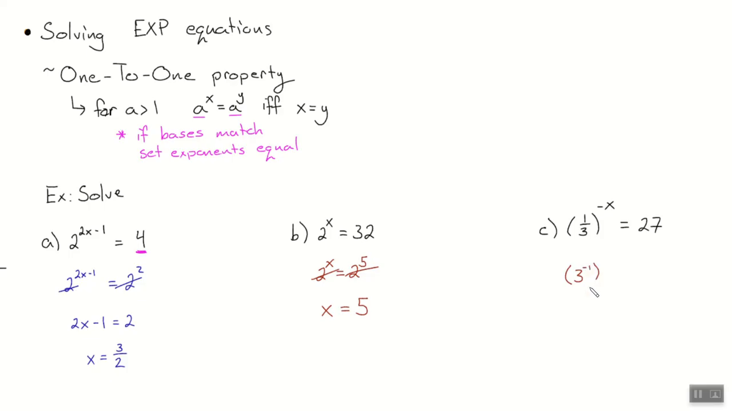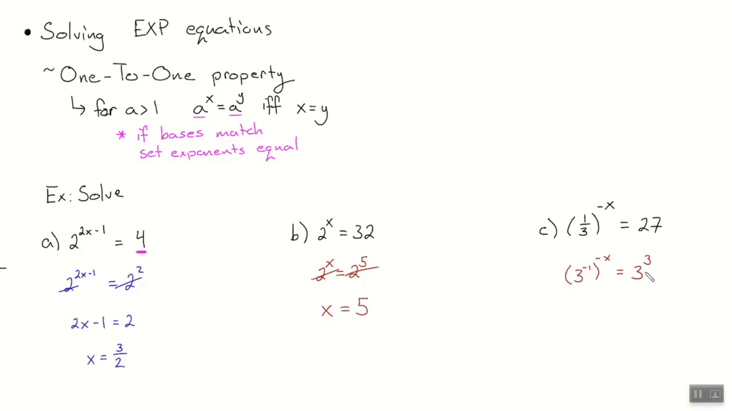And we'll review these properties. 3 to the -1 is 1/3. That's just how our rule works. And it's still to what power? To the negative x equals, now, is there a way that we can make 27 have a base of 3? 3 times 3 is 9 times 3. Hey, it's 3 cubed.